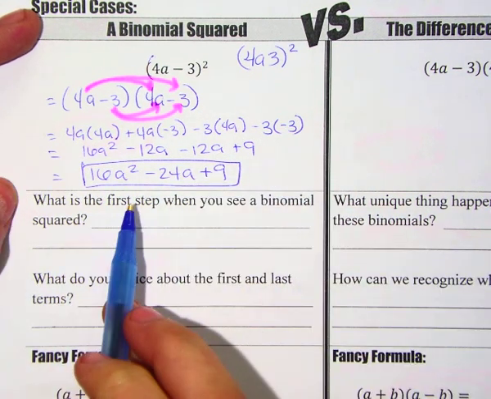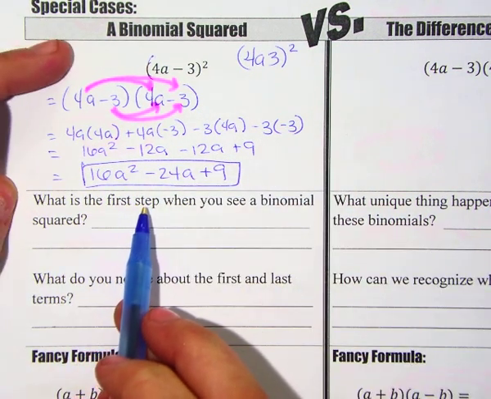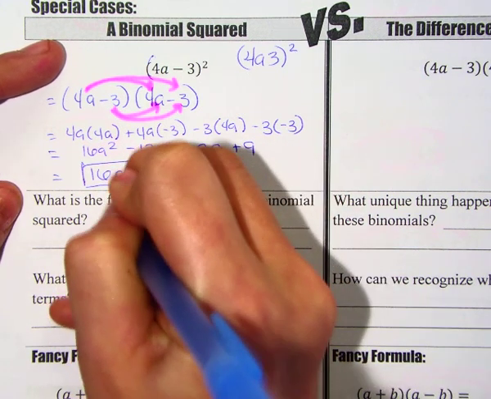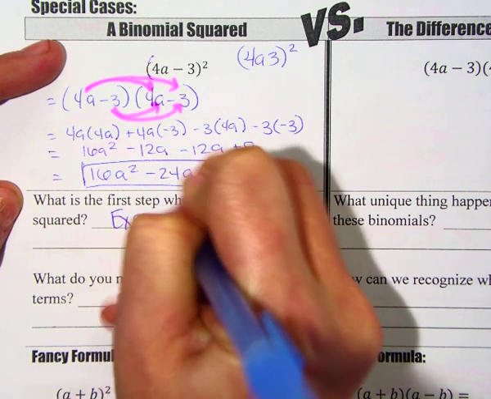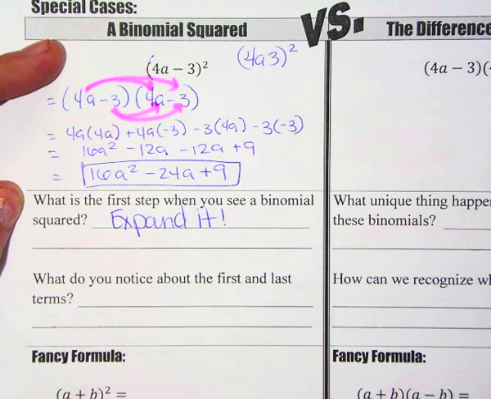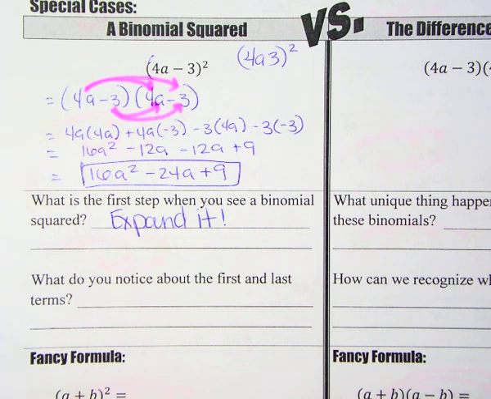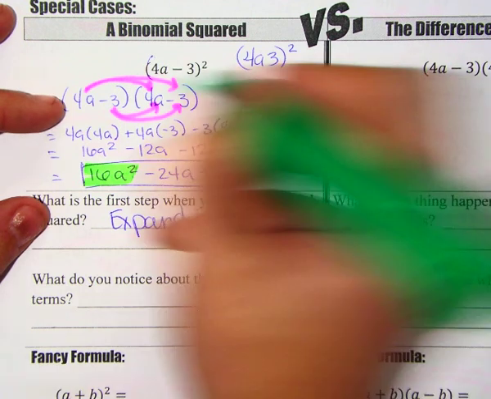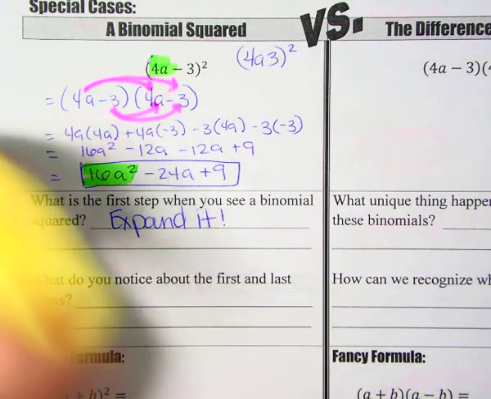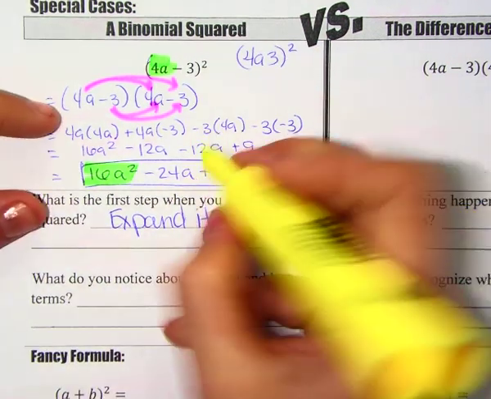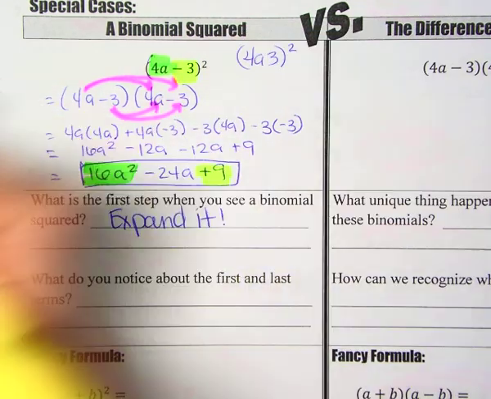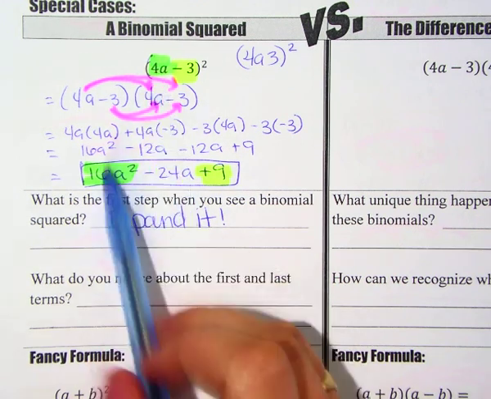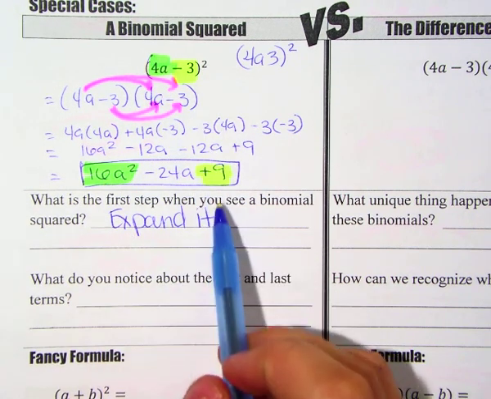So my first question is, and this is for people who don't necessarily want to know the formula, what's the first step when you see a binomial squared? The first step is to expand it. But what do you notice about the first and last terms? Let me highlight them. The first term, 16a squared and 4a. The last term, positive 9 and negative 3. So what do we notice about 4a to 16a squared and negative 3 to 9?